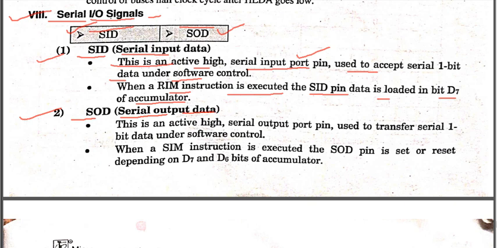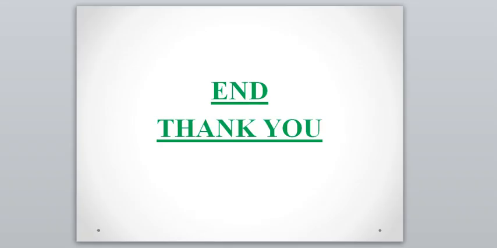ठीक है, second one is the SOD, that is serial output data. This is also an active high signal pin. It is a serial output port pin used to transfer the serial 1 bit under software control. When the SIM instruction is executed, the SOD pin is set or reset depending on the D7 and D6 bits of the accumulator. तो ये RIM और SIM इंस्ट्रक्शन का हम डिटेल स्टडी करने वाले हैं 3rd यूनिट में। ठीक है, so these are the two pins of the serial IO signal. So that will end the study of the pin diagram of 8085 completely.